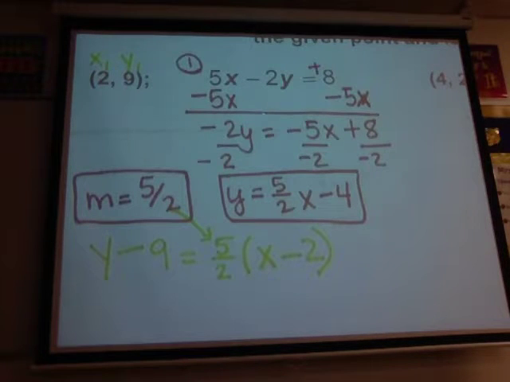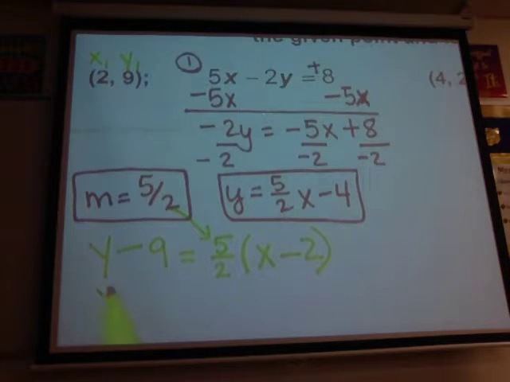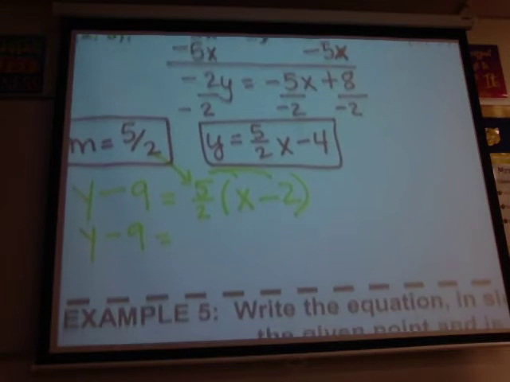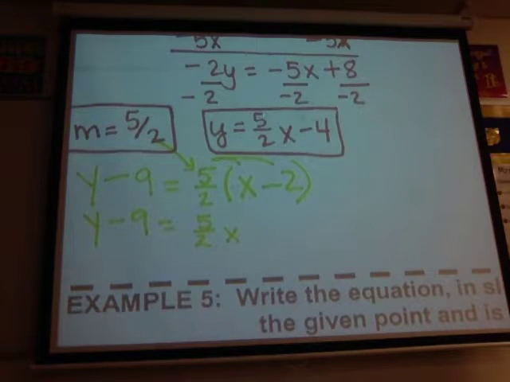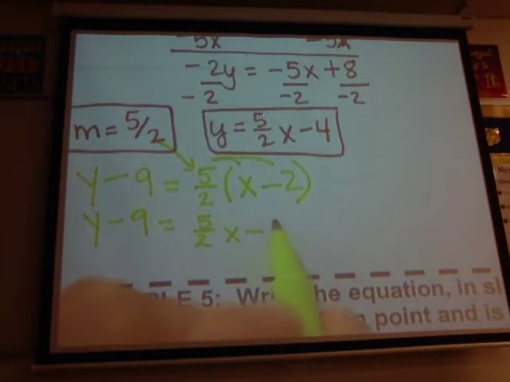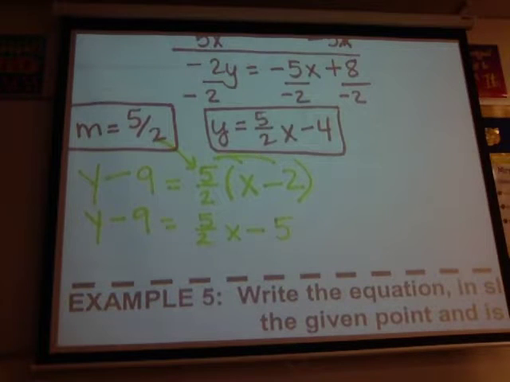Now distribute, because we haven't done anything with y minus 9 yet. So distribute. What do I get? 5 halves x, and then 5 halves times a negative 2 gives me what? Negative 5.